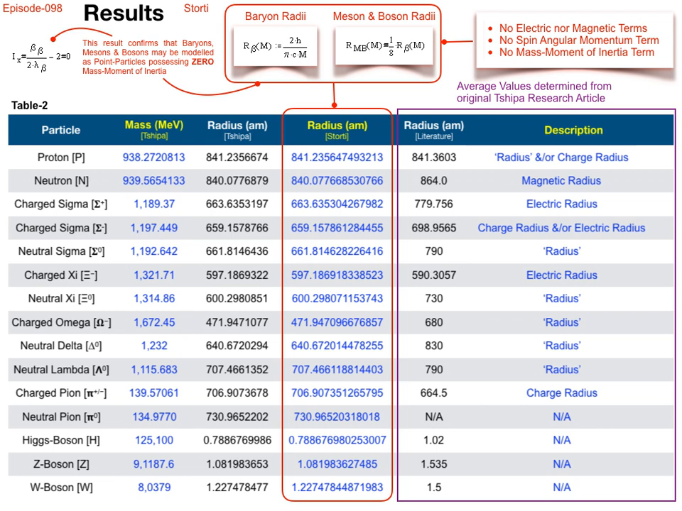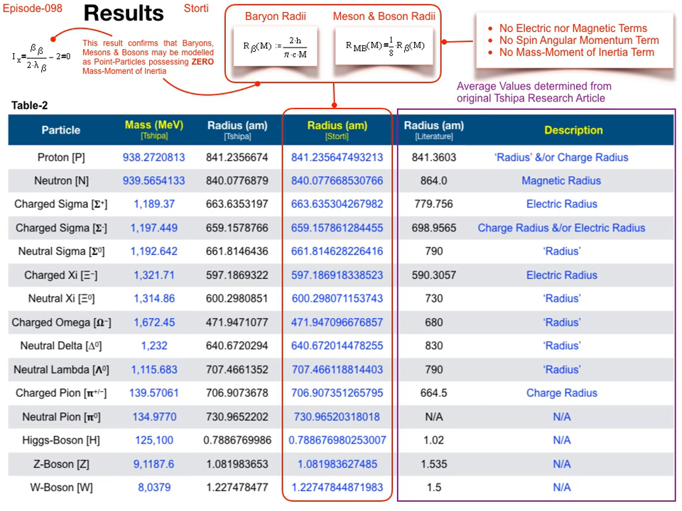As appears on the right-hand side of Table 2, we have averaged the radii values stated in Tshipa's research article. Moreover, we have concatenated the particle radii description obtained from Tshipa's literature review. By executing these changes, we are able to succinctly emphasize the lack of like-for-like association between Tshipa's calculated particle radii and his literature review results. So, as we can see on screen, Tshipa's results have been reproduced precisely via a point-particle solution derived by Storti.